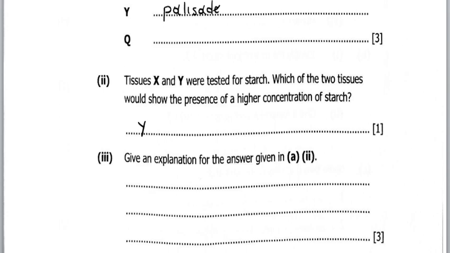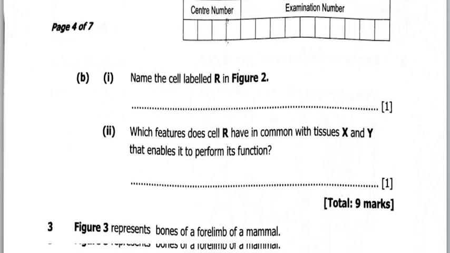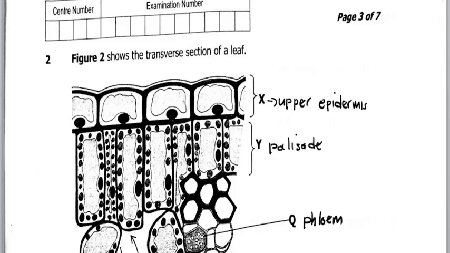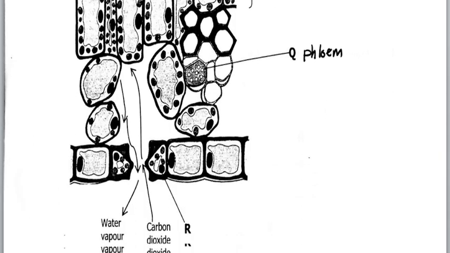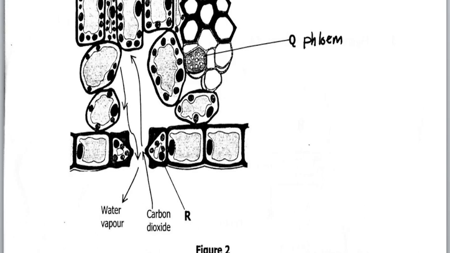Okay, so from there now we proceed. We look at another part. Name the cell labeled R in figure 2. So we go back to the figure so that we can look at the cell labeled R. This one here. What is the name of this cell? It is called the guard cell.